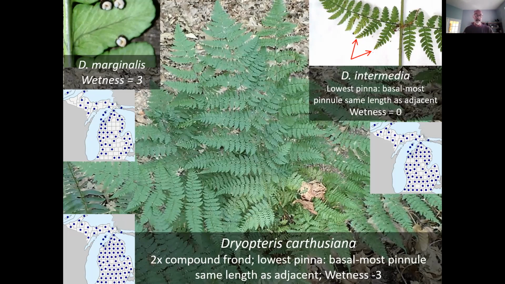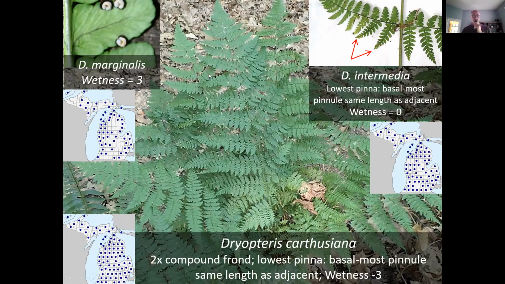Marginalis is scored by MNFI with a wetness index of 3, which surprised me a little bit because I have found it in rather dry dune forest around Saugatuck dunes and places like that, where it doesn't seem like that should be its score, given the drained dune it was on and how high up on the slope it was. Here's its distribution, pretty common in much of Michigan.